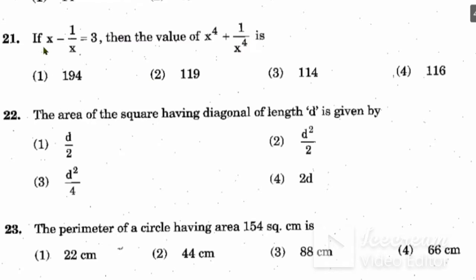Start with question number 21. If x minus 1 upon x is equal to 3, then the value of x to the power 4 plus 1 upon x to the power 4 is what? Okay, so you know you have to make it a square.